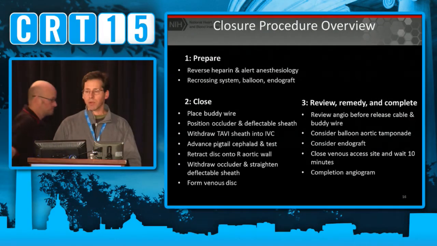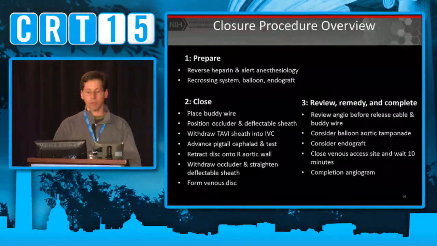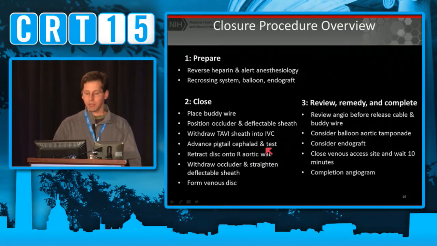Okay, so this part is also pretty straightforward, but you need to prepare. You prepare, you do the actual closure, and then you review and complete. Okay? When you prepare, you negotiate with your anesthesiologist so that you're all on the same team, and you want to warn the anesthesiologist not to overreact if pressure drops a little bit for a few moments. You reverse the heparin completely, early before you start. You have a recrossing system available, you have an aortic balloon system available in case you need it, and you need to make sure that there's an endograft somewhere in the hospital.